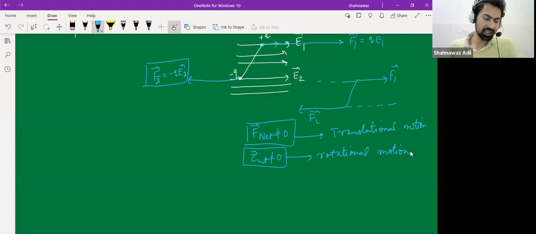Can you guys give me one example where you have this rotational motion as well as this translation motion? What is the example of a motion where you have translation and rotation? Any example that is coming to your mind?